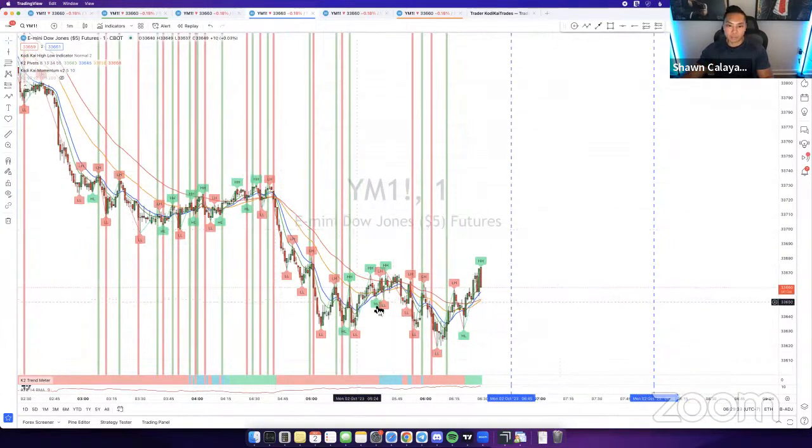There hasn't been too much movement here, but we'll probably see some movement when the market opens in the next 20 seconds.